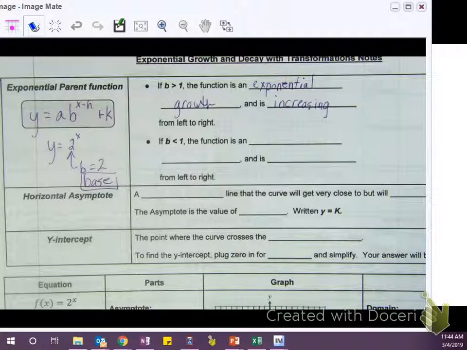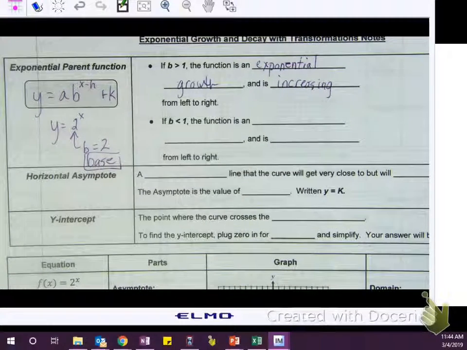Whoops. How do I undo that? What did I just do?